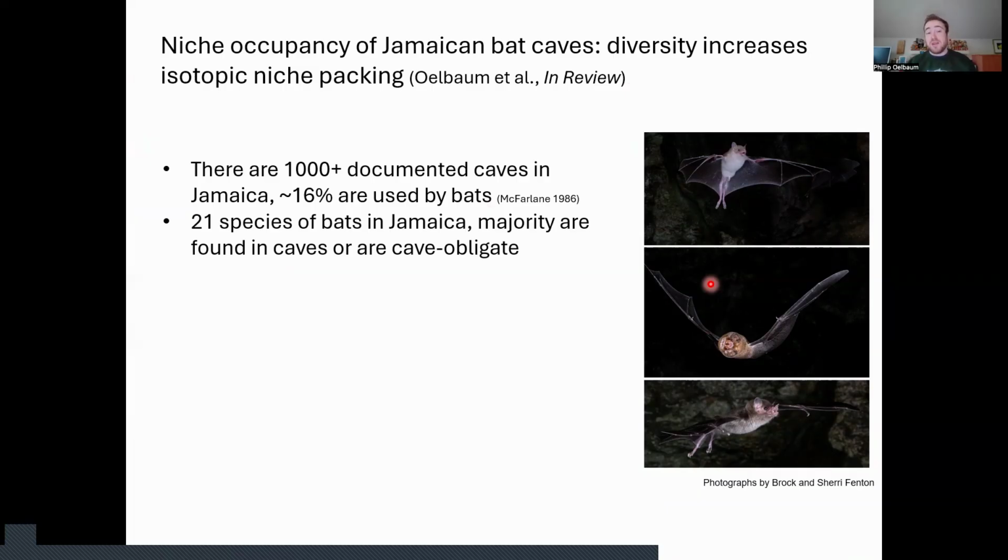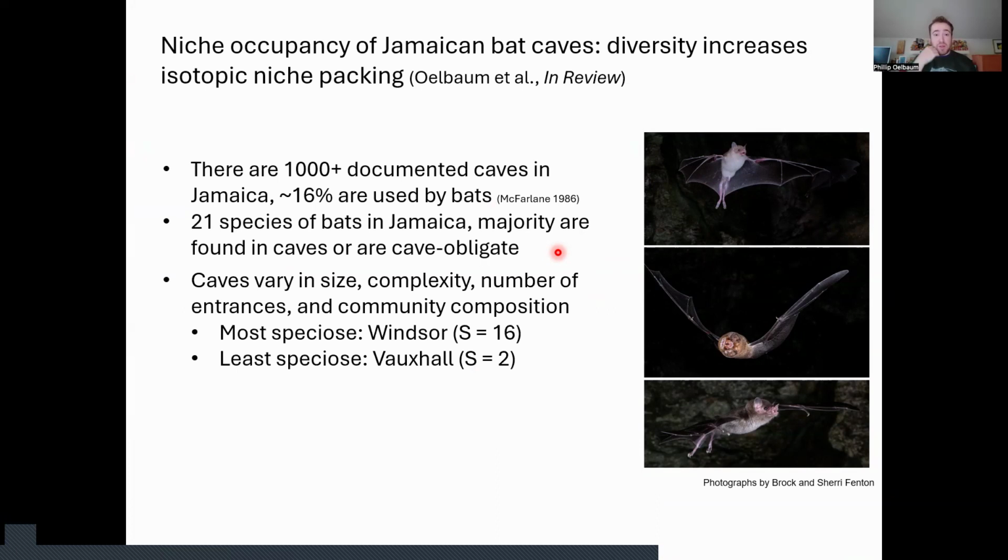About 16% of those are the substantial bat roosts. So I was talking a lot about St. Clair. This is one of many caves where there's these communities of hundreds of thousands of bats. There's 21 different species. About 15 of them can be found in caves or are obligate cave roosters. And they span all sorts of different species from various families, a lot of Phyllostomids, Mormoopidae, Natalidae. They're all over the place.